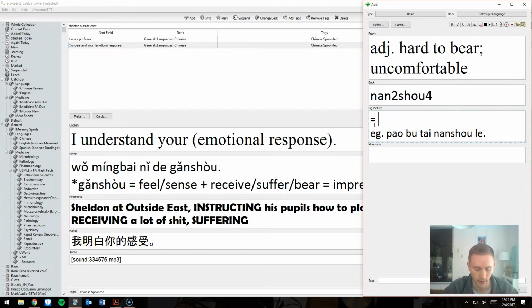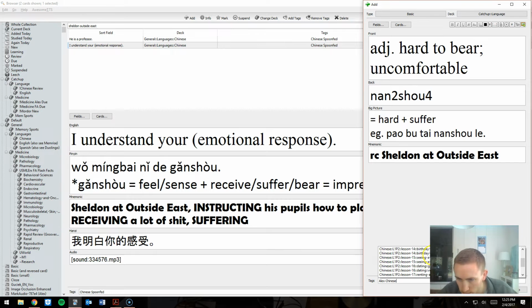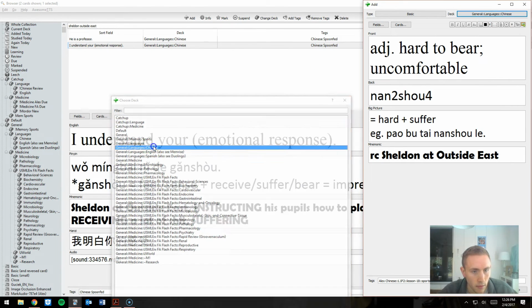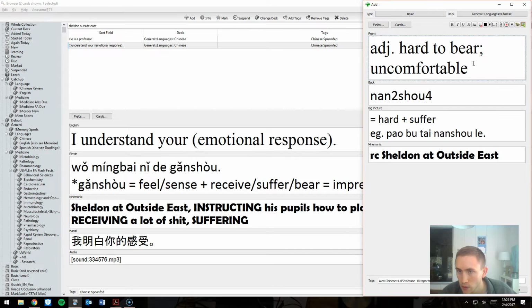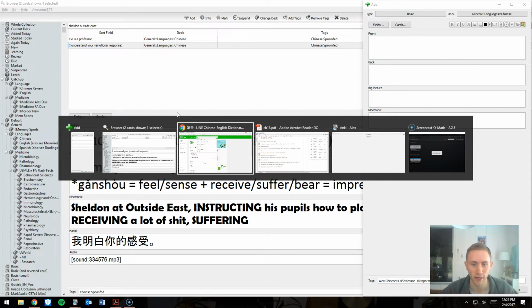And I usually write in something like this when I break it down. Hard, and then suffer. So hard, suffer, hard to bear, uncomfortable. That makes a lot of sense. I'll usually just write in recall, shou, east. And then let me put in some tags here. I usually will just tag my cards so I can organize them. Sports, vocab. Okay, perfect. And I'm going to change the deck. Okay, so that was the first card that I actually created for this section.